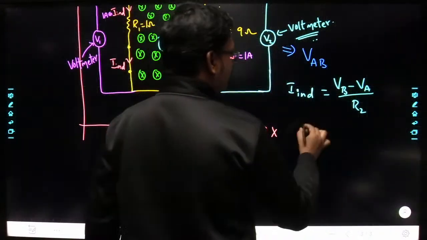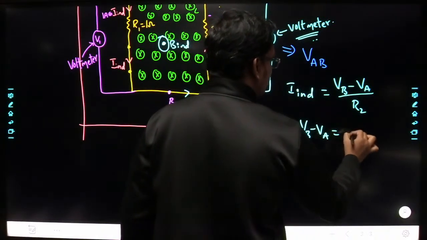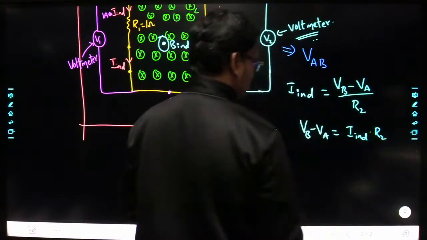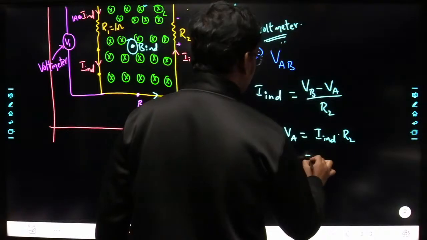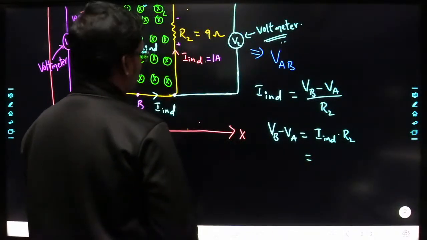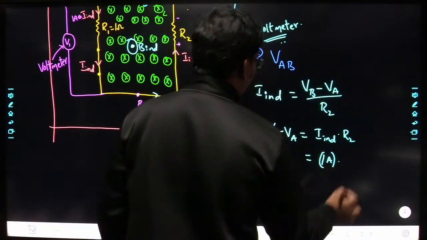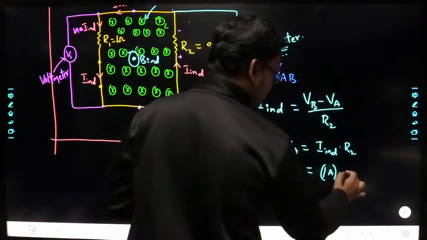So from here, V_B minus V_A is equal to I induced times R2. I induced we have calculated, it is 1 ampere. And R2 is nothing but 9 ohm, right?